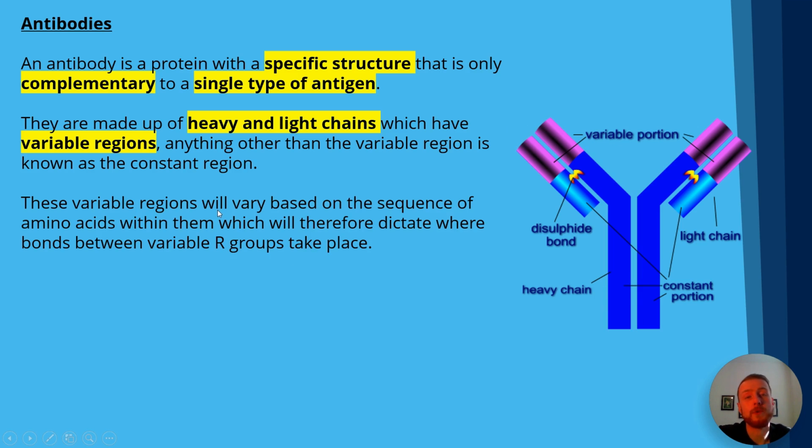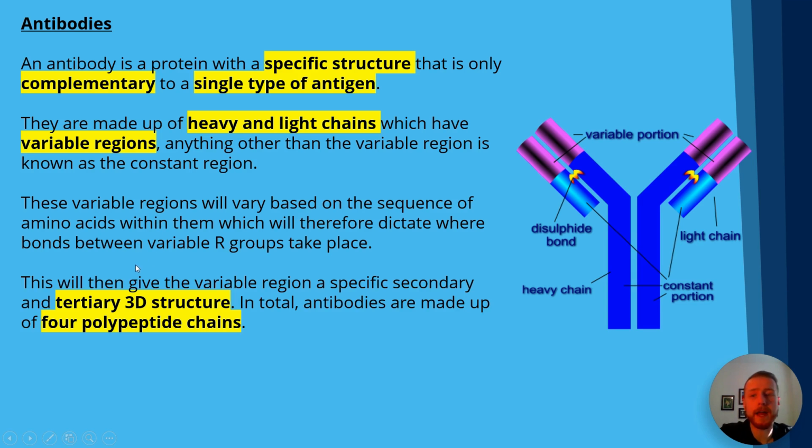Now, the variable regions will vary dependent on the sequence of amino acids within them, which will therefore dictate the bonds between variable R groups. Check out my video on proteins for more information on that. Now, this will then give the variable region a specific secondary and tertiary 3D structure. So in total, antibodies are made up of 4 polypeptide chains.